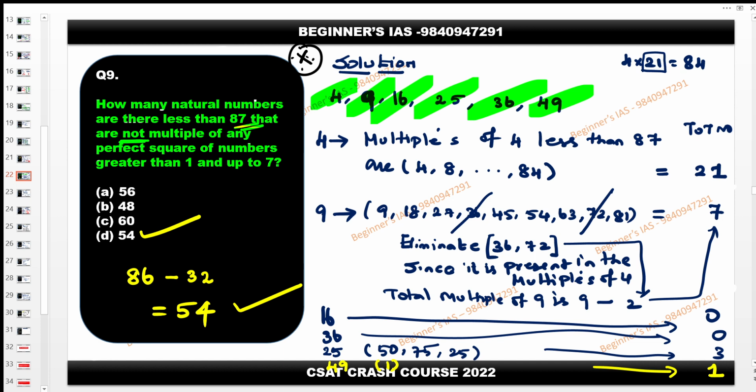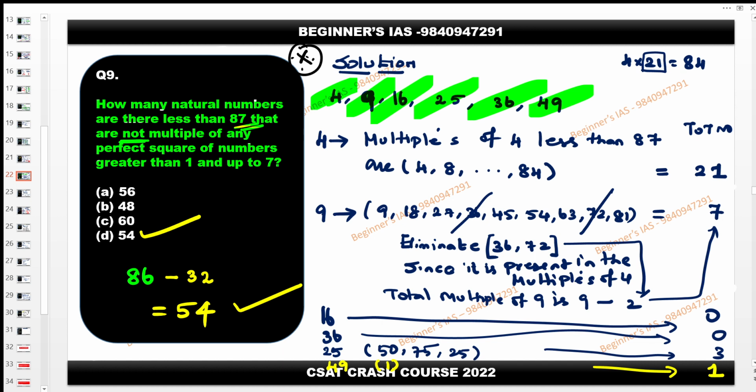Okay. How many natural numbers are there less than 87? Less than 87 means up to 86. Please remember, there is a possibility of making a mistake here. Since the question is less than 87, not less than or equal to 87, you need to check up to 86. That are not a multiple of any perfect square number, which means that first of all, identify the perfect square numbers from greater than 1 to 7.